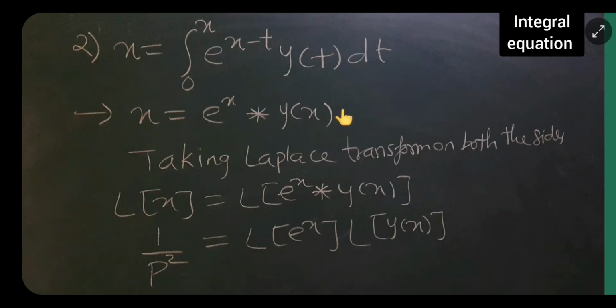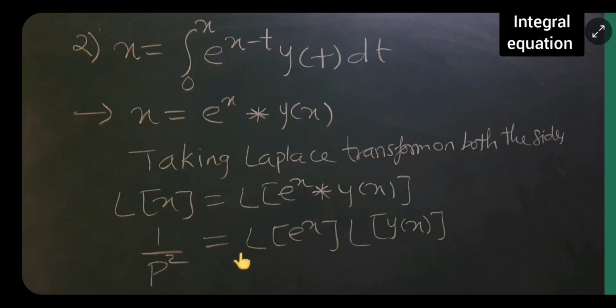Now I have to take the Laplace transform on both sides. So what I get is Laplace of x is equal to the Laplace transform of e^x star y(x). Now what is Laplace of x? It is nothing but 1 upon p squared. This is equal to Laplace of e^x into Laplace of y(x).